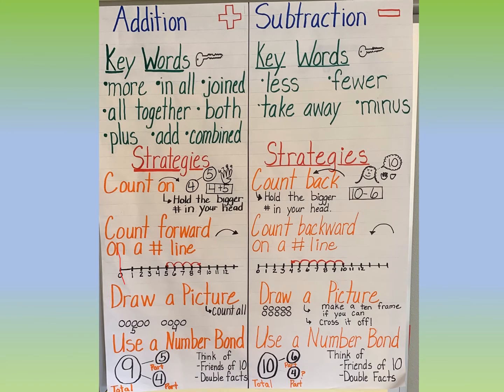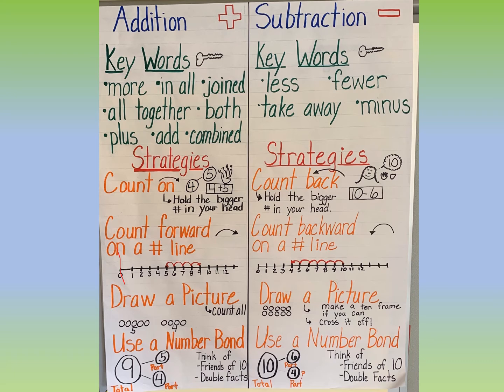Here are some addition and subtraction keywords and strategies. Let's read the addition ones first. Let's read them together. Keywords: more, in all, joined, altogether, both, plus, add, combined. Those are addition keywords. Then strategies we have are counting on.